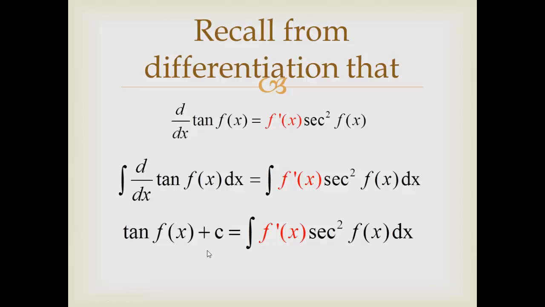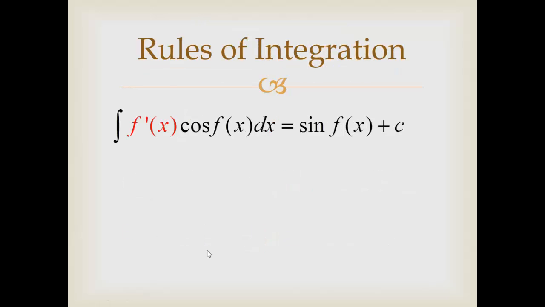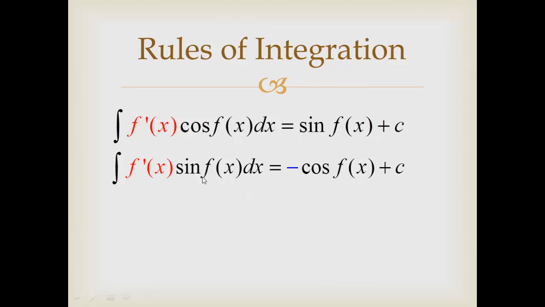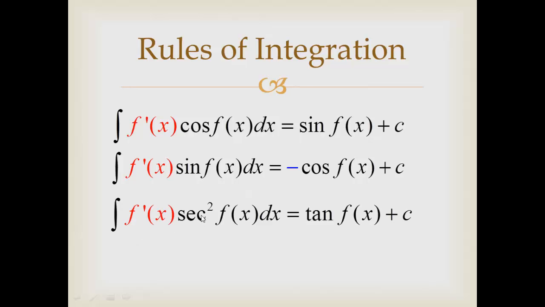So in summary, the rules of integration will be like this. The integration of cosine will be sine f(x). Integration of sine will be minus cos f(x). And the integration of secant square will be tangent f(x).